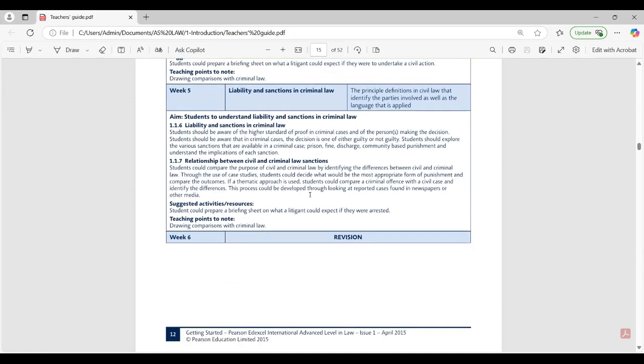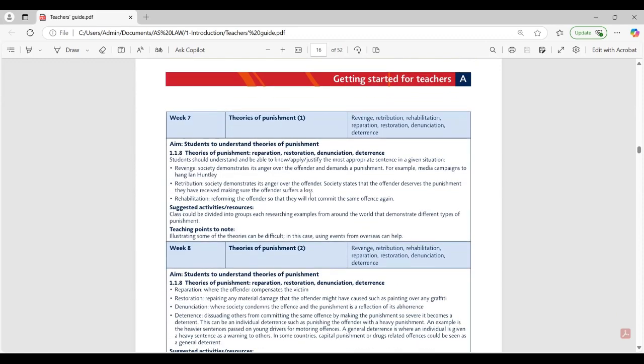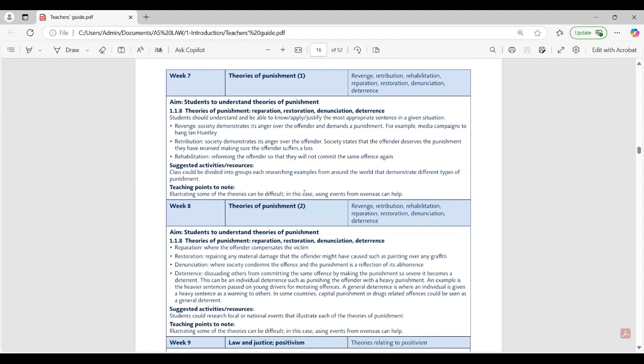And thereafter, you have to learn the relationship between civil law and criminal law, and also public and private law. We have to learn the different types of laws. And the next area is theories of punishments, where you have to learn several types of theories, such as retribution, deterrence, denunciation, reparation, and restoration. So you have to learn what these theories are, what are their advantages and disadvantages, along with some practical examples.